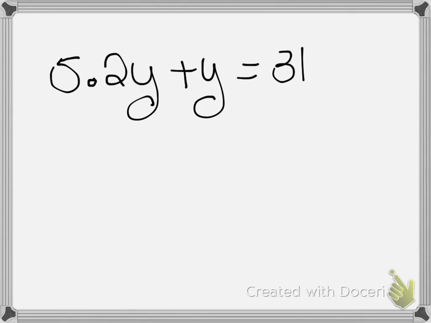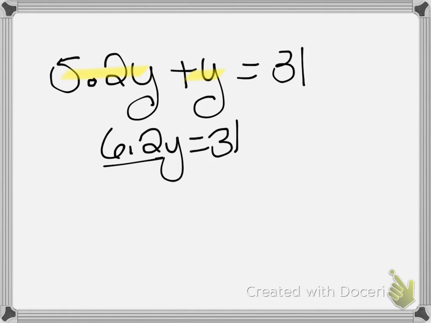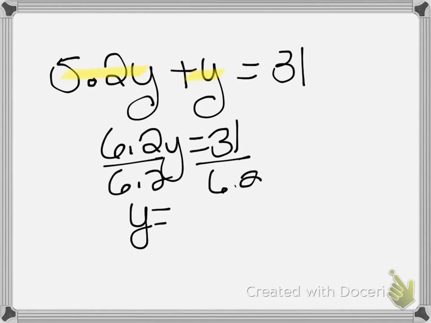So we're going to get 5.2y instead of x plus y is equal to 31. 5.2y plus 1y is equal to 6.2y. And then by dividing, y is going to be equal to 5. So this is telling me that the Reds have won 5 World Series.